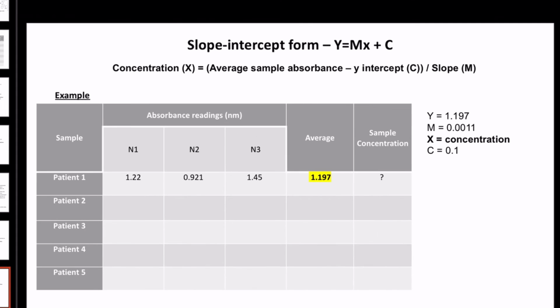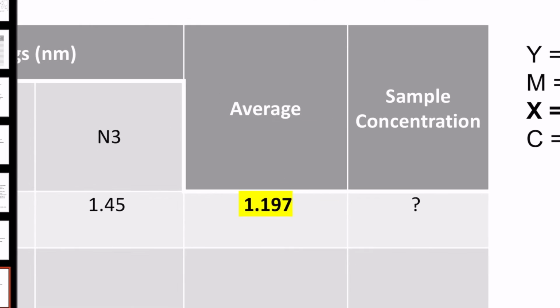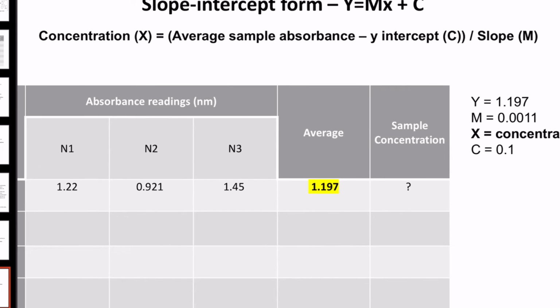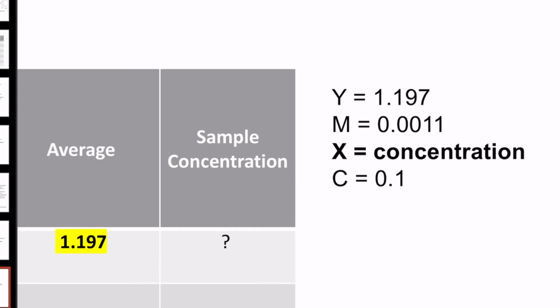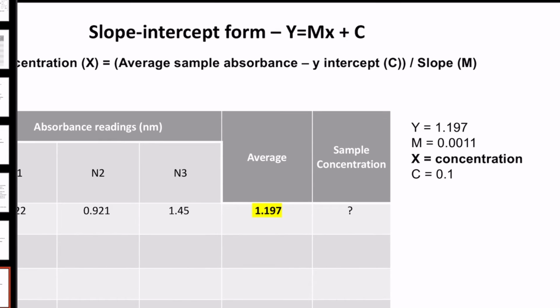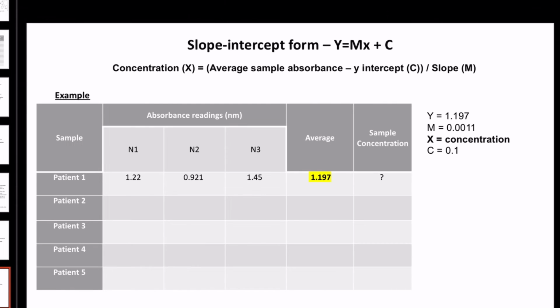When you are given a sample and asked to find the concentration, you can then use the equation y equals mx plus c to calculate the concentration. Y being the average absorption that is measured, which in this case is 1.197. You've already worked out m, which is the slope of the line. In this case, it is 0.0011. You need to work out the concentration, which is x, and you know what c is because this is the y-intercept, and in this case it is 0.1.